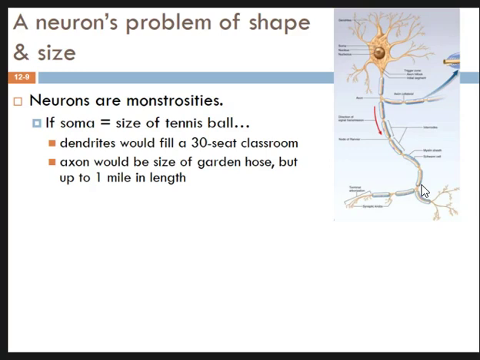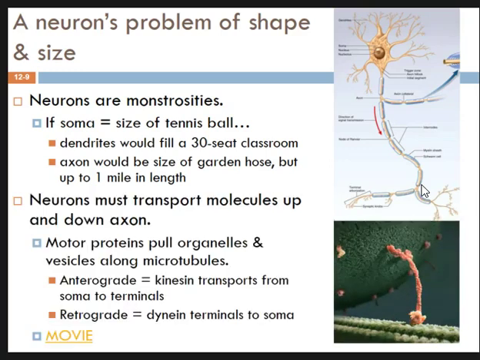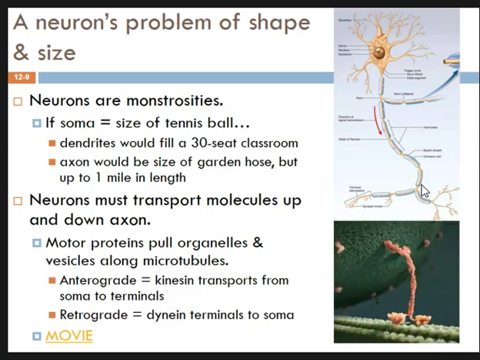And then the axon would be roughly the diameter of a garden hose, plugged into a tennis ball. And then it would go something like a mile in length in some cases. That's absurd, right? That's a garden hose literally going a mile out from this one little cell body. And yet that's the reality we're dealing with in terms of absurd dimensions when you're talking about a neuron.